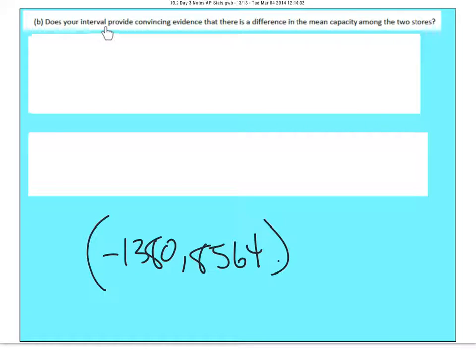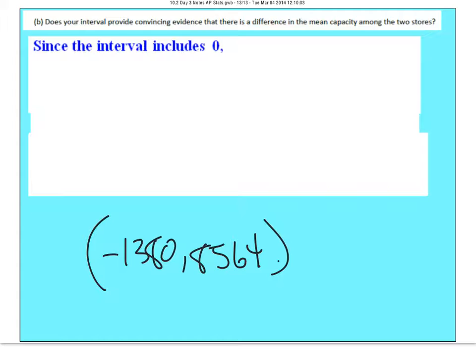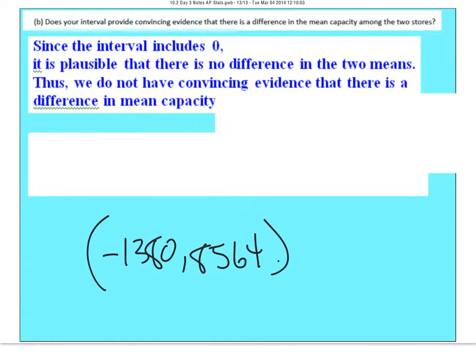Does your interval provide convincing evidence that there is a difference in the mean capacity among the two stores? By the way, it doesn't matter if you use this manually calculated interval or the calculator one, you'll make the same conclusion. Is there a difference? If there wasn't a difference in the mean weights, then the difference of 0 would have to exist in this confidence interval. Clearly we see that 0 is a possible answer for the interval. Therefore, since the interval includes 0, it is plausible there is no difference in the two means. Therefore, we do not have convincing evidence that there's a difference in the mean capacity.